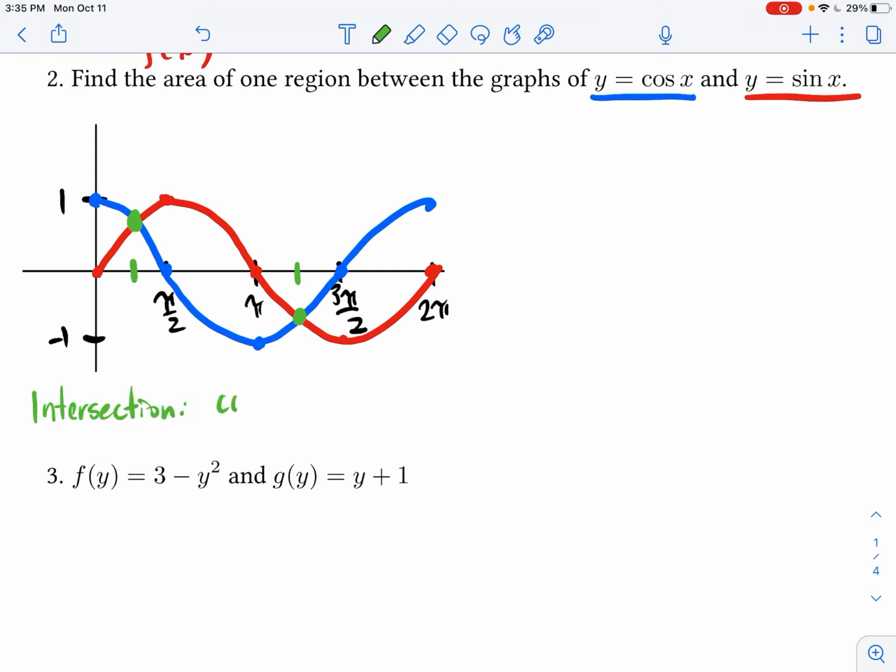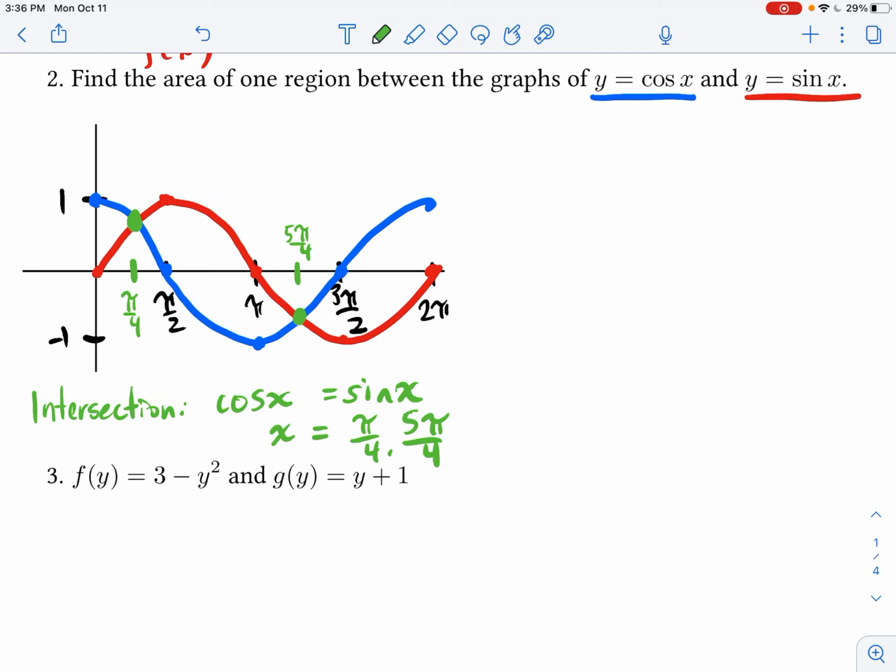We can set cosine of x equal to sine x. So where are the first two places where these functions are intersecting with each other? And if you know your trigonometry, then you should hopefully know that they occur at pi over 4 and at 5 pi over 4. Those angles give us the same outputs, or the same y values. So this is at pi over 4, and this is at 5 pi over 4.